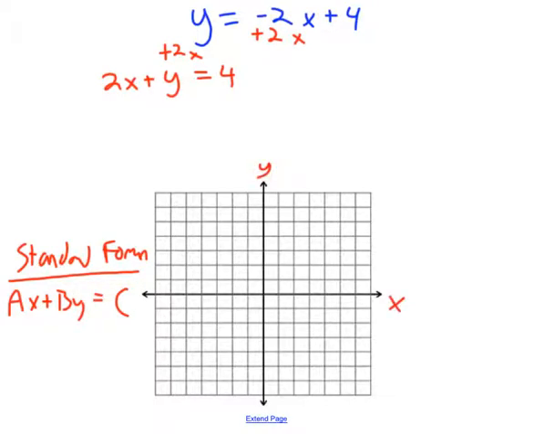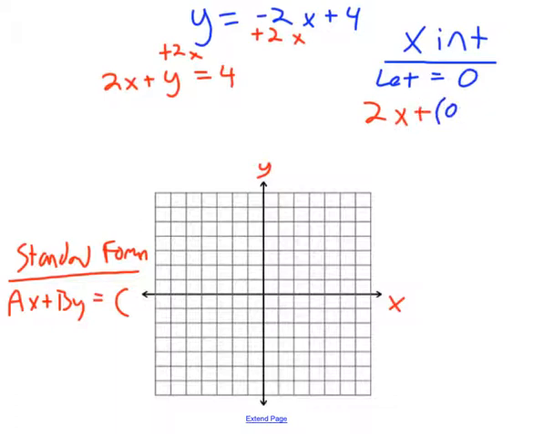So let's remember our x and y axes here. Let's find the x-intercept. To do that, we will let y equal 0 and plug in 0 for y. So we'll have 2x plus 0 equals 4. That simplifies to 2x equals 4, and x equals 2. So x equals 2, that's our point. The coordinate would be (2, 0).